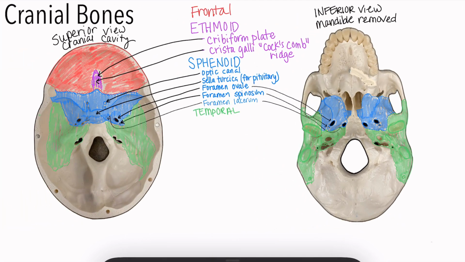So let's go ahead and put those labels on there. The mandibular fossa, which is only seen in the right view, right here, right there. The carotid canal for the carotid artery. Can only see that on the inferior view. So the carotid artery gets into the brain. The jugular foramen, seen on both views.